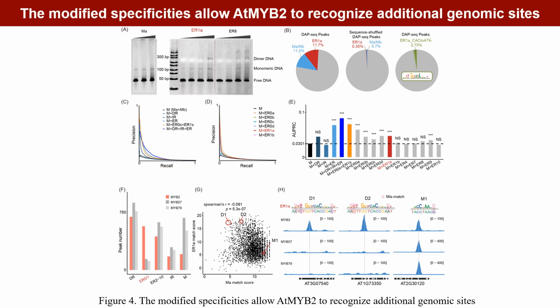Meanwhile, we performed EMSA and observed that the dimeric binding was only for R1A and R8, not for MA, suggesting that R1A is a functional dimeric CRE for AtMYB2. Furthermore, DAP-seq of AtMYB2 have R1A peaks. Notably, the SELEX motifs of R0, R1S uniquely improve the prediction accuracy for AtMYB2 DAP-seq peaks. Altogether, the modified specificities allow AtMYB2 to recognize additional genomic sites.